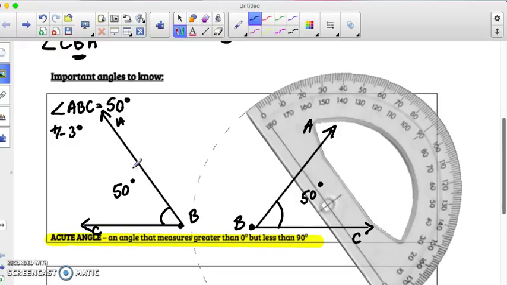Now for the next examples, I'm not going to open them up on both sides. I just wanted you to see what happens if you open it up to the left. It's again the same process. You just have to make sure you're looking at the correct set of degrees on the protractor.